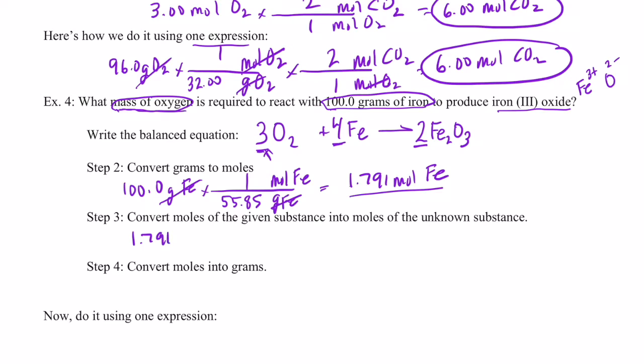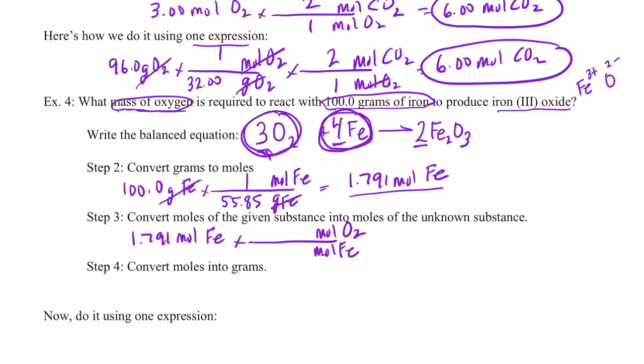So 1.791 moles of iron, multiply by a line, kiddos. We want to hop out of moles of iron and get into moles of oxygen. So that mole ratio is 4 moles of iron need 3 moles of oxygen. So moles of iron are gone, and let's see how many moles of oxygen are required. So 1.791 times 3 divided by 4 gives us 1.343 moles of oxygen are needed.